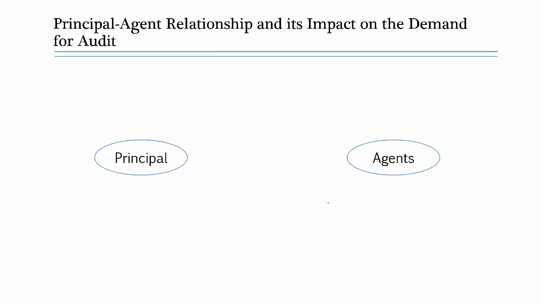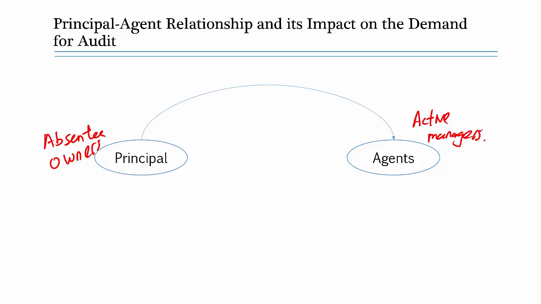At one end, we have the principals, who we say are the absentee owners. The principals are the owners; they own shares in the company. But because they don't run the company on a day-to-day basis, they are what we call absentee owners, like passive owners. They don't know as much detail about the company as the agents, who we say are the managers. They are the active managers who run the company and who know more information about the company.